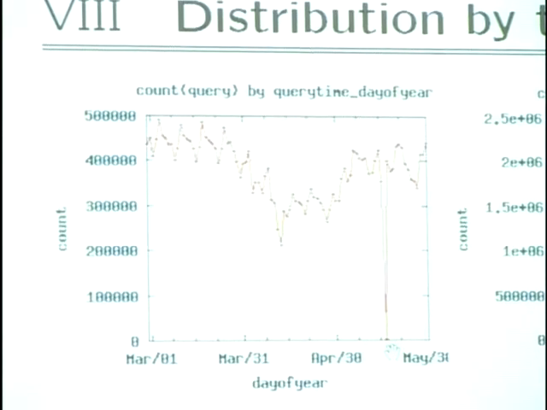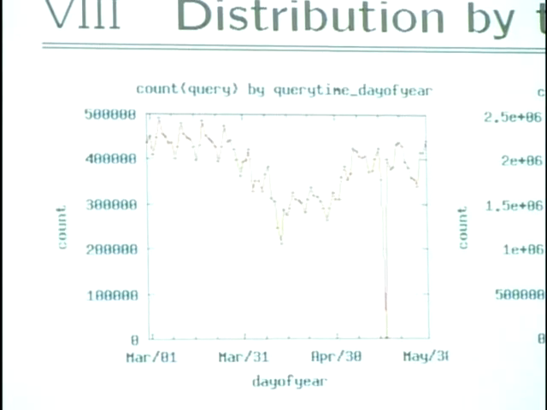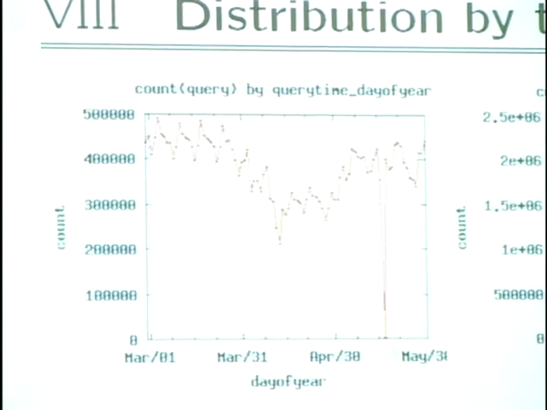It is on May the 16th, I think, where the query frequency declines enormously. We will see that this results in some problems in our later analysis. Okay, but this plot is pretty perfect.